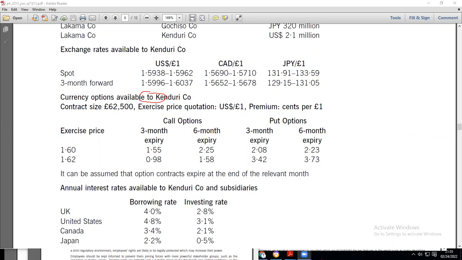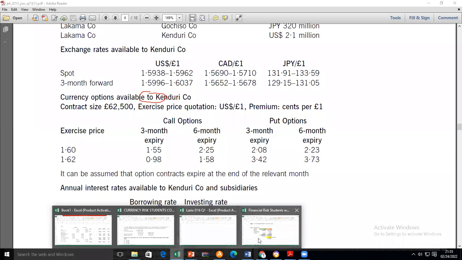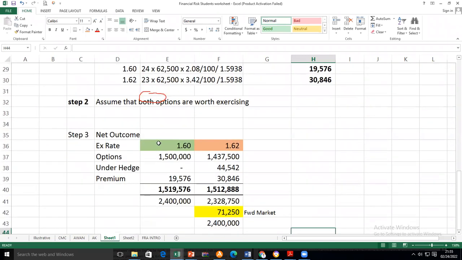Okay, so that is how we hedge using the concept of currency options. You need to tell us whether it's a call or a put, indicate the expiry dates, and indicate the exercise rate, the number of contracts, the premiums, and the normal assumption is that assume both options are worth exercising. Then from there, you show the net outcomes under the two options.